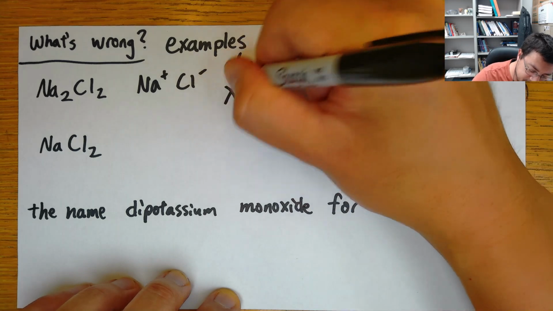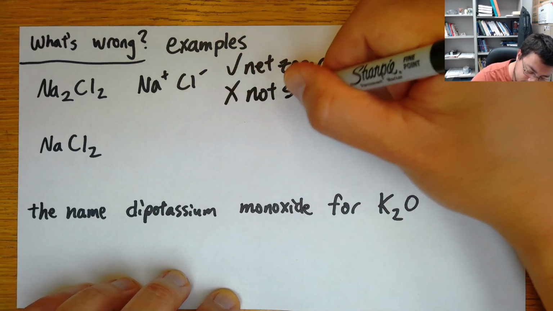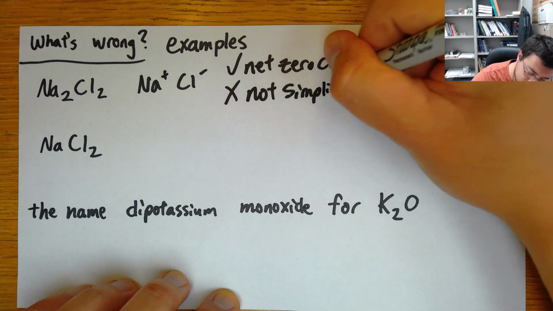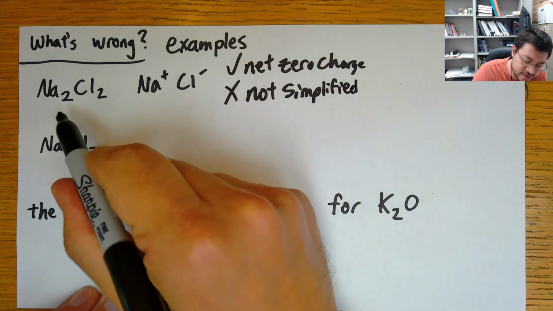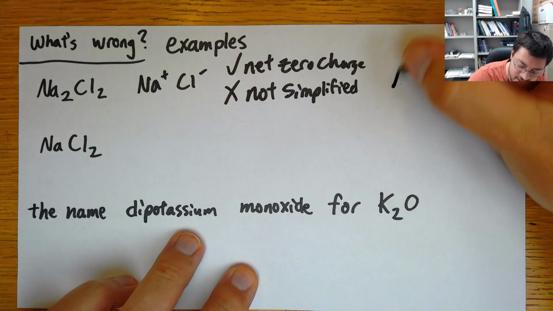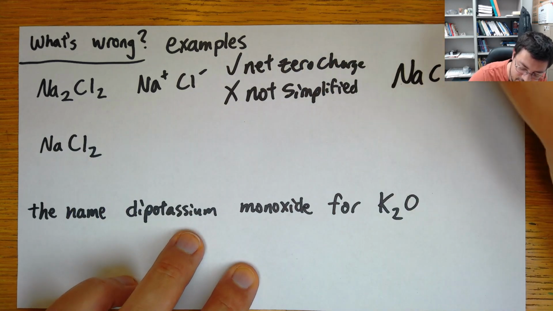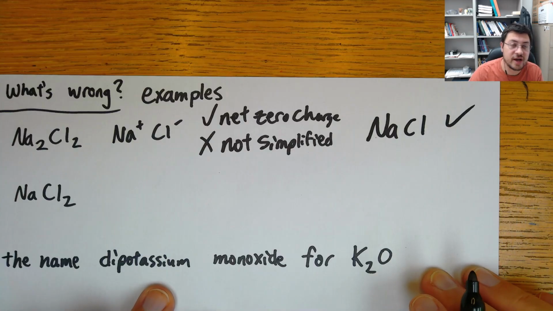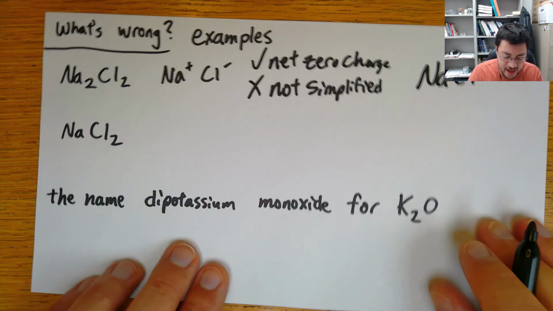But it's not simplified. Okay, so we can just divide a 2 out from each side and we get NaCl, and that would be correct. All right, how about this one?